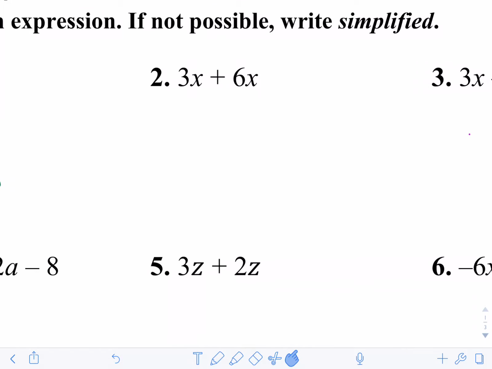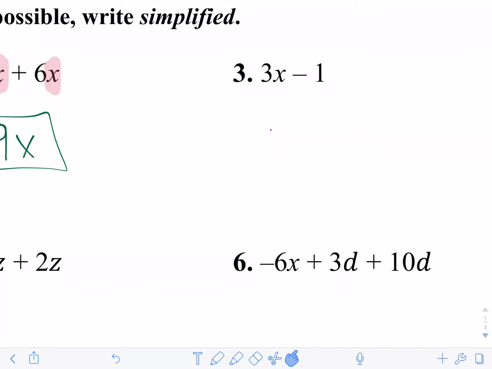All right, number 2. And again, this is a video, so you can pause it. You can watch as many times as you need to if I go too fast. Number 2, you have 3x plus 6x. So here, my variable is x. Okay, so now what I'm going to do is I'm going to combine my like terms. So if I had 3 x's and I'm adding 6 x's to it, how many x's do you have total? You have 9x. Okay, so 3 plus 6 is 9. 3x plus 6x would give you 9x.